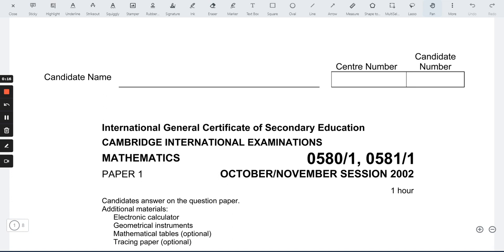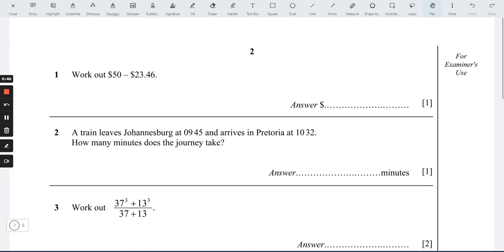Today we are going to solve the International General Certificate of Secondary Education, IGCSE, Cambridge International Examination, October-November session 2002, mathematics code 0580 paper 1, 0581 paper 1. We will start solving question number 1.